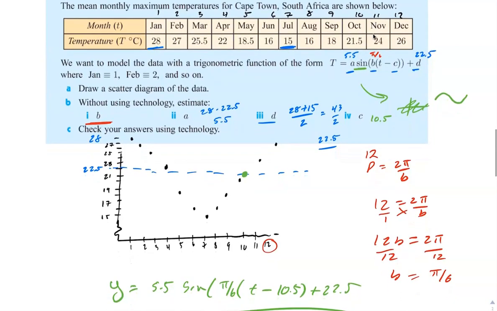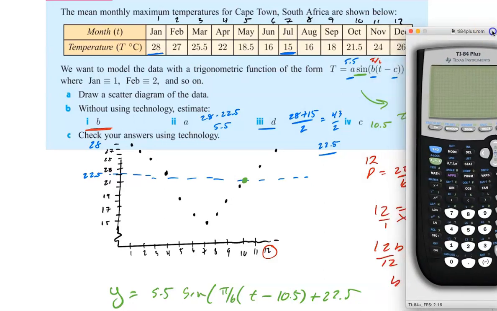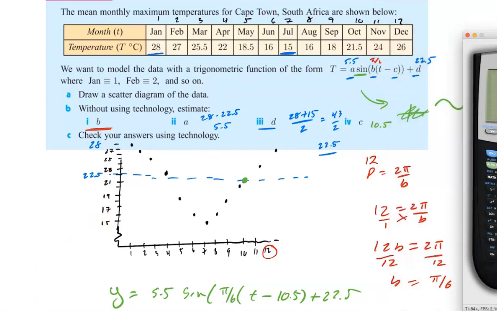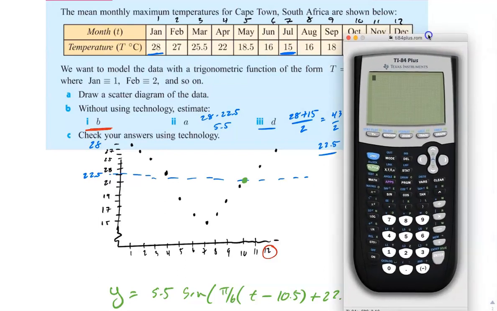As always. So we have that. Now they want to check our answers using technology. So let's bring some technology in. Let's talk about how to do that. And so to finish this video, we're going to use a calculator. Let's show you how to do it.